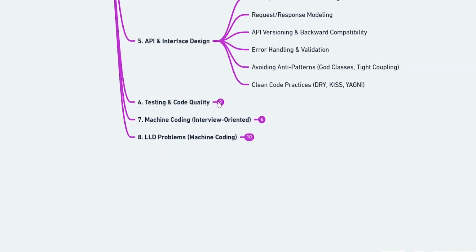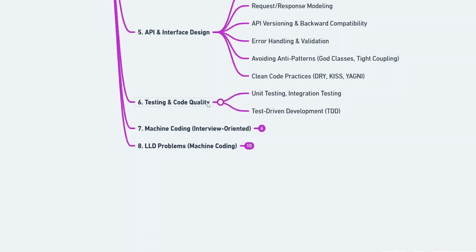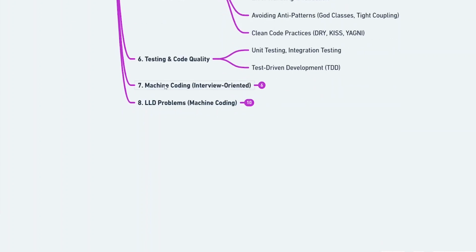Sometimes it is also important to test the code that we have written, right? Using unit testing, integration testing, etc. And it is always better to follow test-driven development. Next we have machine coding.